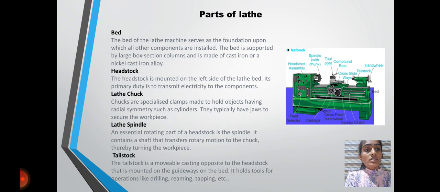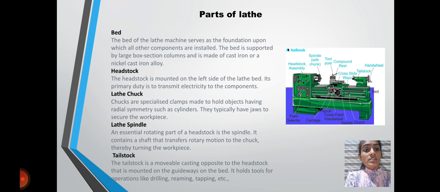Next, we are going to discuss about parts of lathe. Bed. The bed of lathe machine serves as the foundation upon which all other components are installed. The bed is supported by large box section columns and is made of cast iron or a nickel cast iron alloy. Headstock. The headstock is mounted on the left side of the lathe bed. Its primary duty is to transmit power to the components.